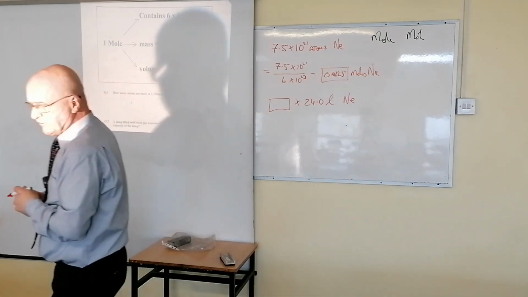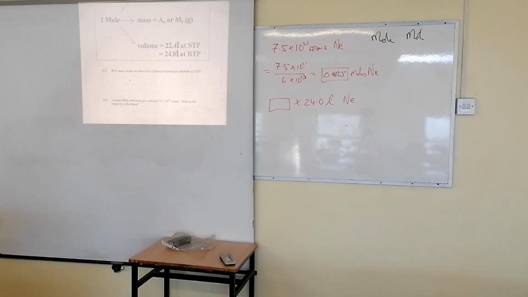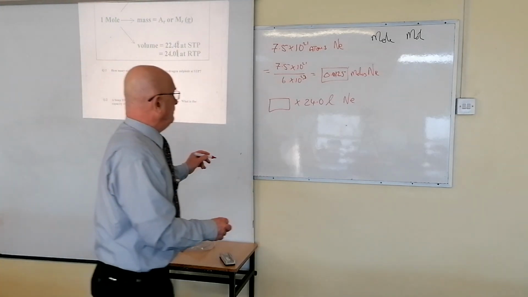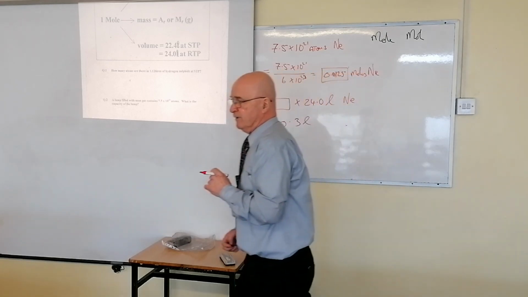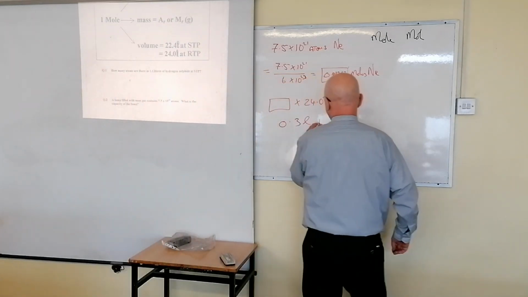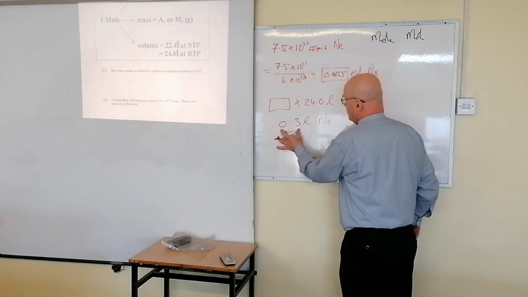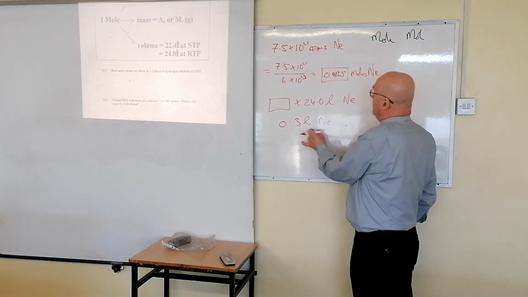And your answer would be, in this instance, where have I got my numbers? The volume should have come out to be 0.3 litres. 0.3 is right. 0.3 litres of neon. Now guys, again, a number, a unit and a tag. Okay, number, a unit and a tag.